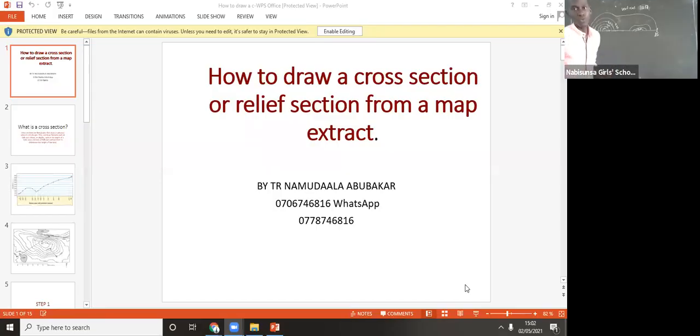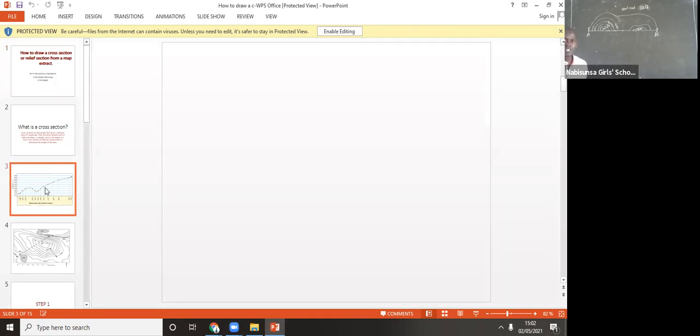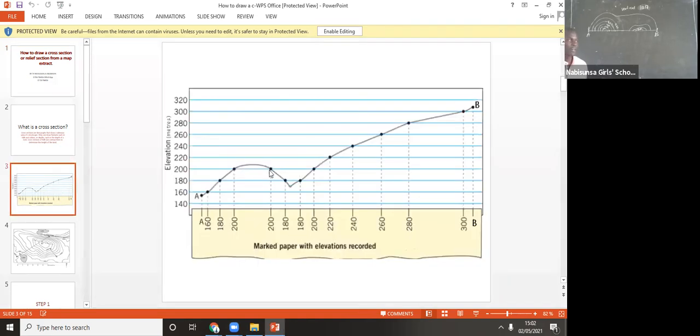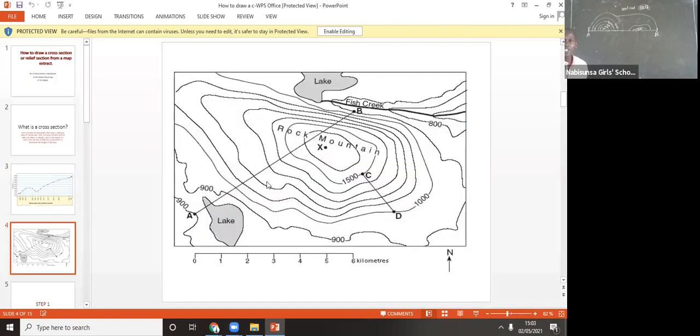We are learning how to draw a cross section. That's the topic for today. Already we have seen how a cross section is represented. That's how a cross section looks like.